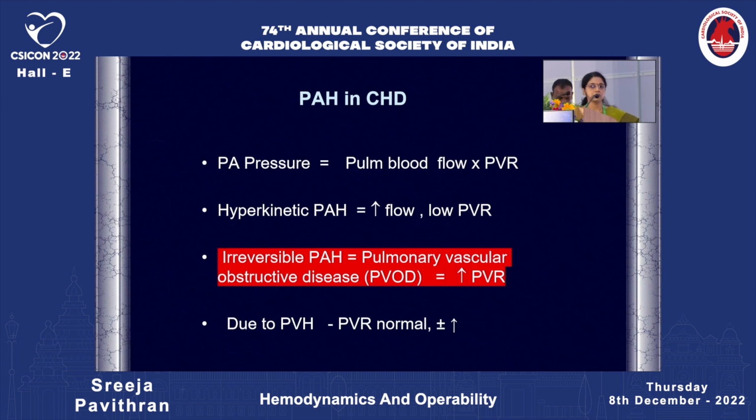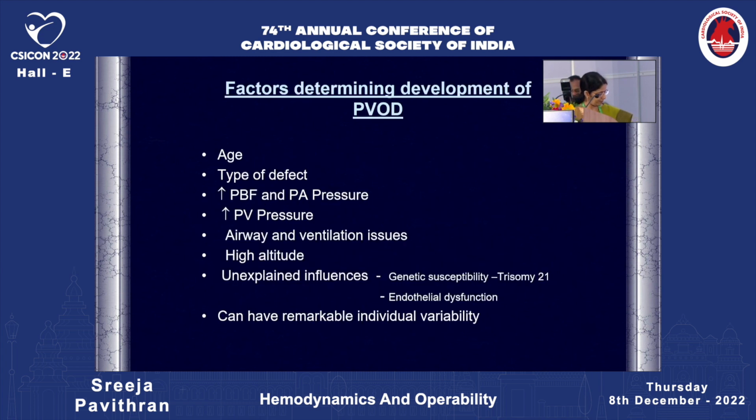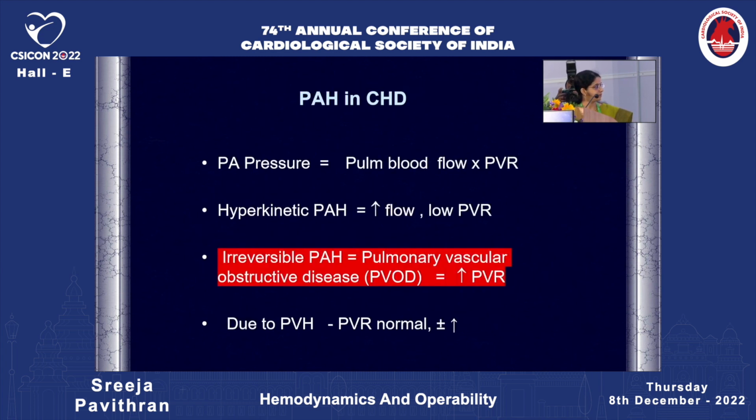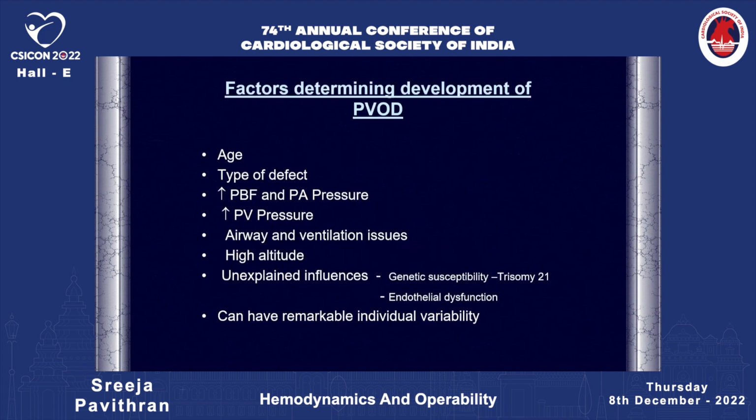Now, what we are concerned about when we speak of operability is something called irreversible PAH or pulmonary vascular obstructive disease, PVOD, which is characterized by elevations in the pulmonary vascular resistance. So this is the PAH which we are going to talk about. Hyperkinetic PAH is a part of any large shunt.